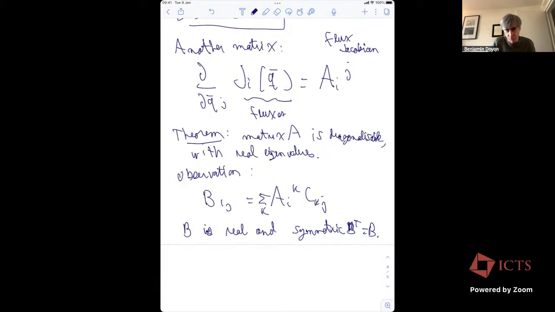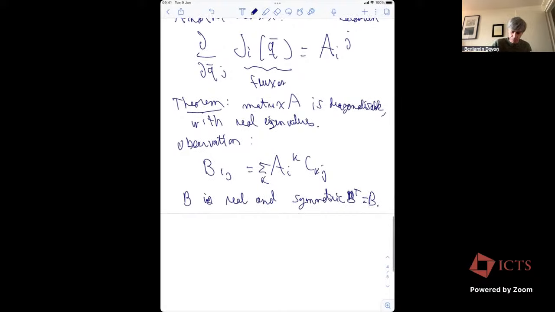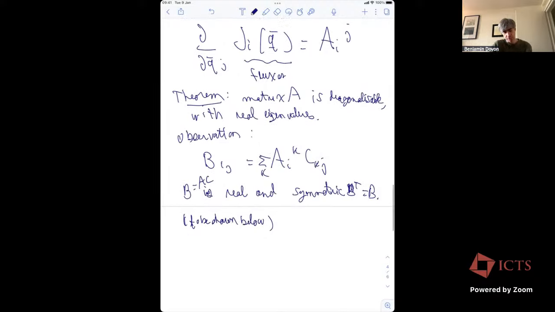It's not obvious from what I wrote here, but I have to calculate it as a physical quantity to show that it is symmetric. Observation: B is symmetric, to be shown below. But if we accept that this new matrix is symmetric, then B, without indices, is A times C. Remember, C is the covariance matrix. So flux Jacobian times covariance matrix.